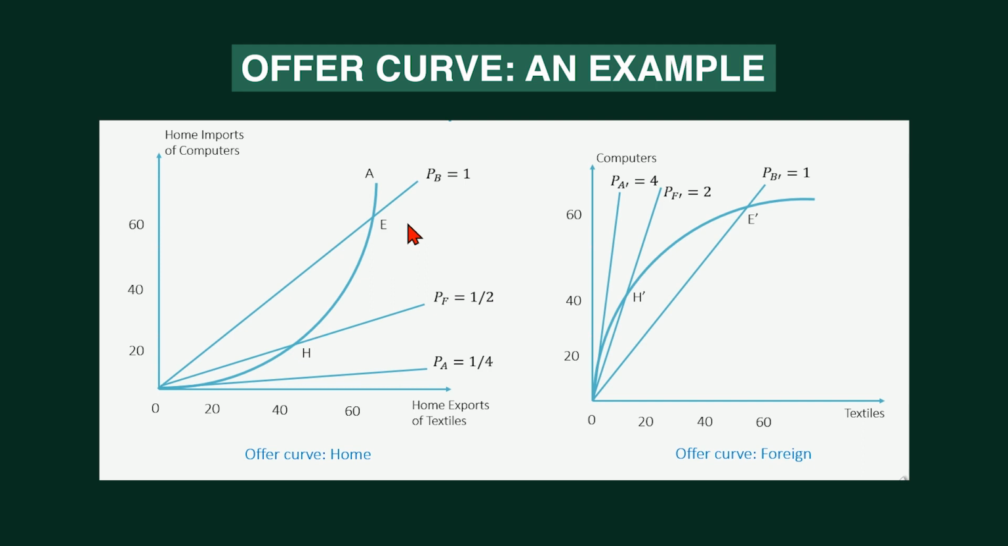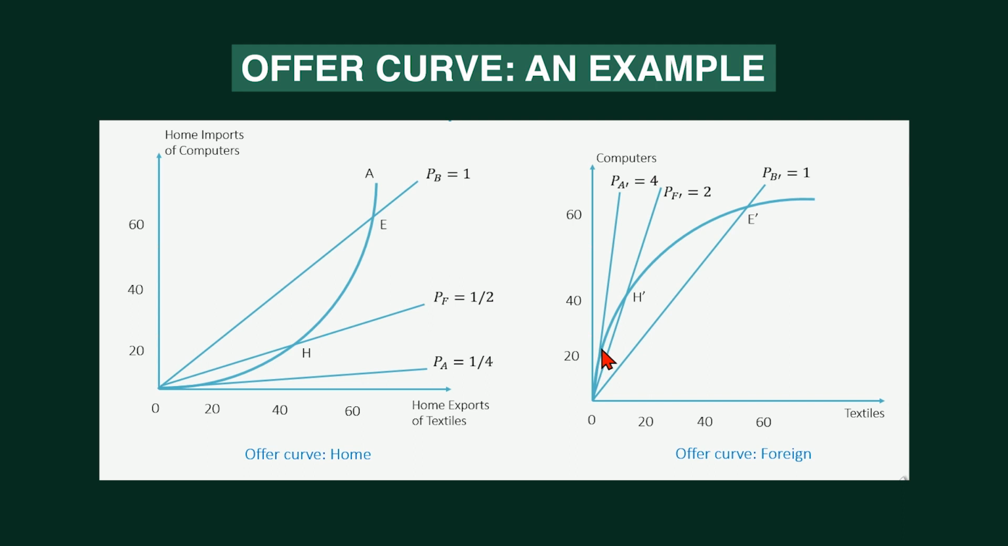Similarly, for foreign, look, students, PB is equal to 1. So if I get a price line which is steeper than PB, it is rotating like this. In that case, if it is PF dashed, where the price ratio is greater than 1, so it is 2. So the foreign's offer is here now at this point, and it is PA prime, it is 4. Foreign's equilibrium offer is at this point.